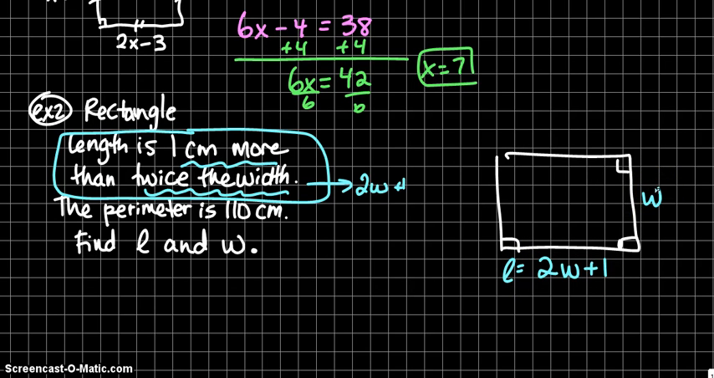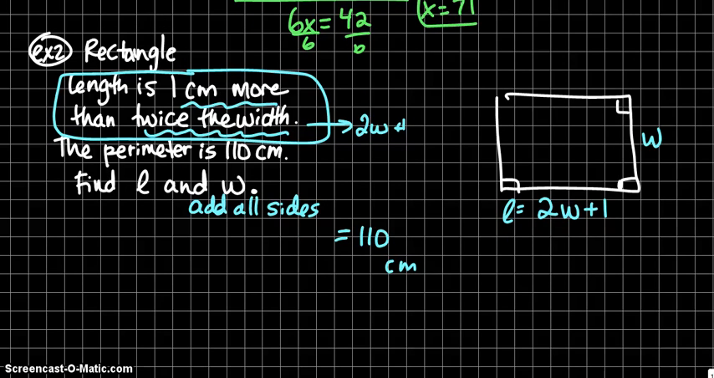And now I'm back to the same thing we had with our last example. I know that my perimeter is 110 centimeters. I am going to, on this side, add up all the sides, set it equal to 110 centimeters, and then I'll solve it. Yay!